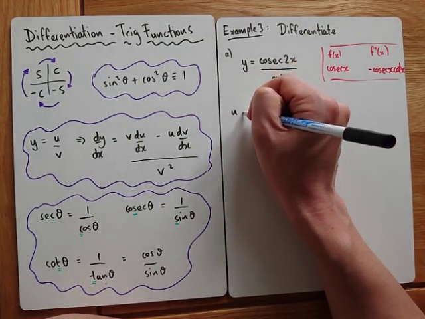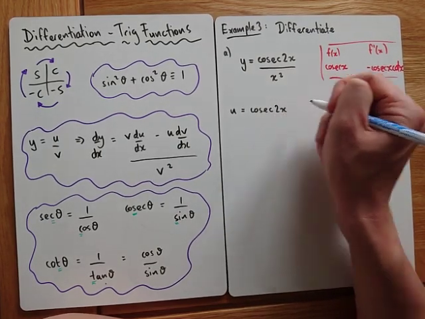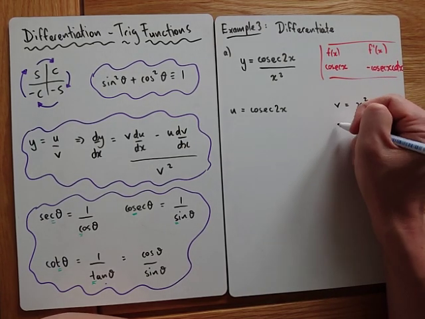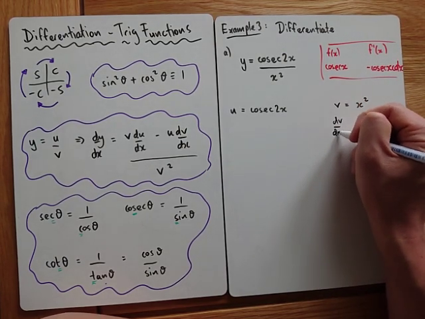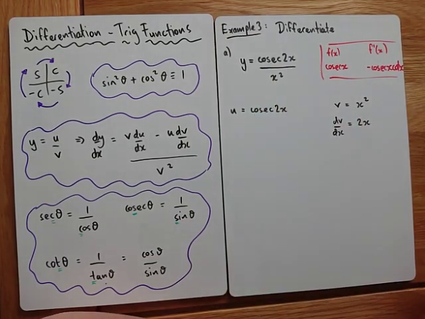So u would equal cosec 2x, v would equal x squared. Let's do this one, it's a bit easier. dv by dx would equal 2x. Now you've got to be careful with this one. Maybe a little side question.